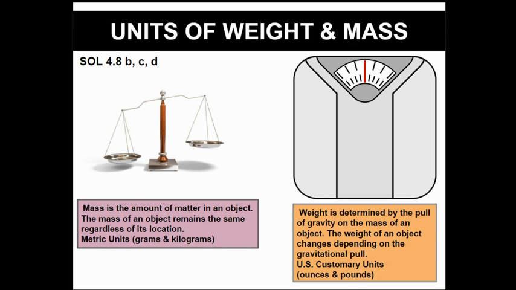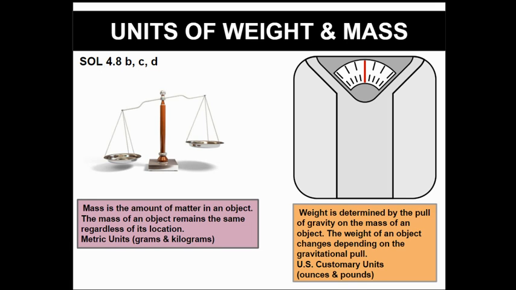Mass is the amount of matter in an object. The mass of an object remains the same regardless of its location. So what makes up the object is still what makes up the object. And these are metric units. So we will be working with grams and kilograms.